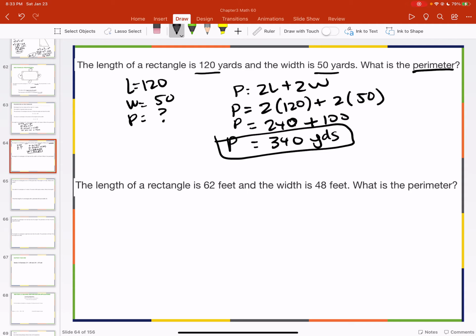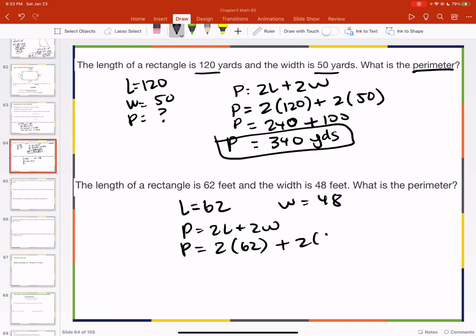Okay, let's do this type of problem again. We have here the length of a rectangle is 62 feet and the width is 48 feet. What is the perimeter? So again, P is equal to 2L plus 2W. And we're just plugging in, right? 2 times 62 plus 2 times 48. So that's going to be 124 plus 2 times 48, which is 96. Then when we add this together, it's going to be in feet, right? So that's going to be 220 feet.